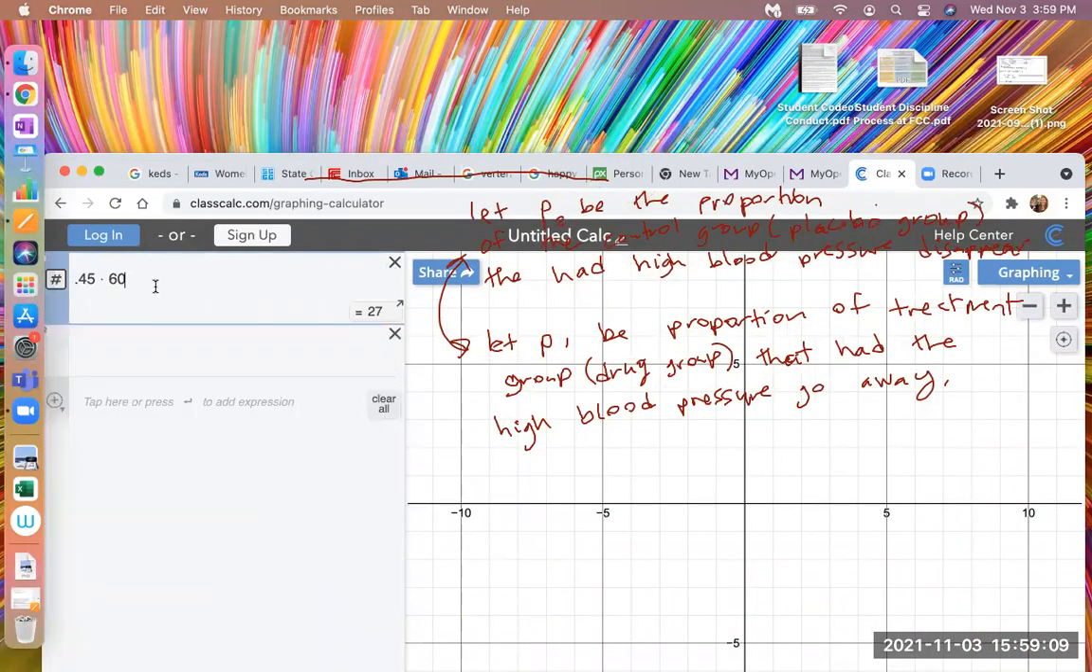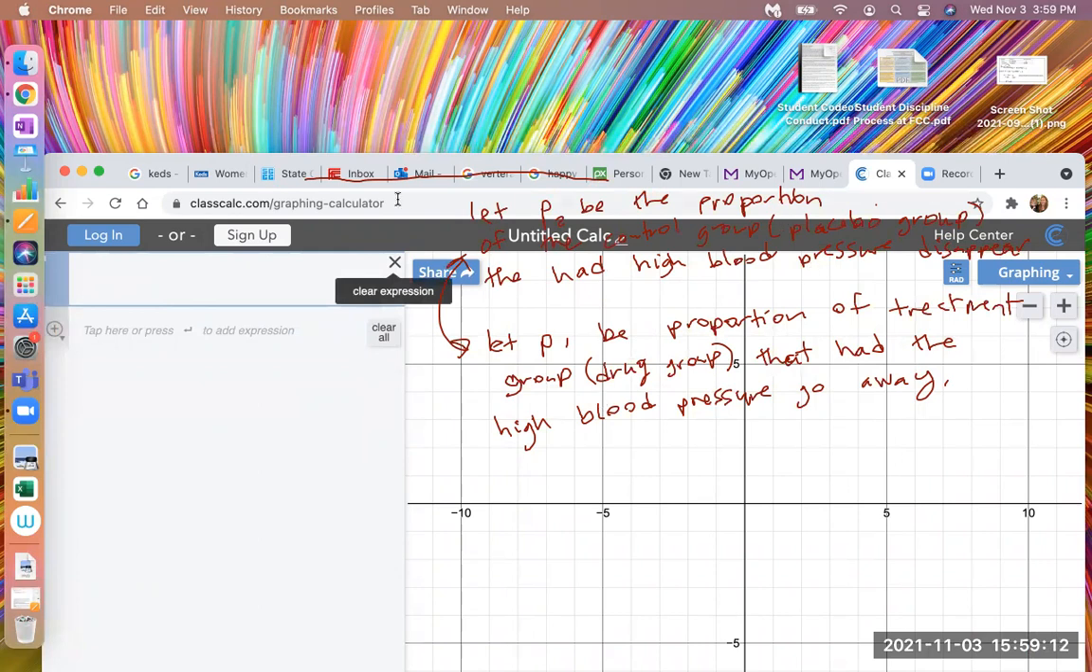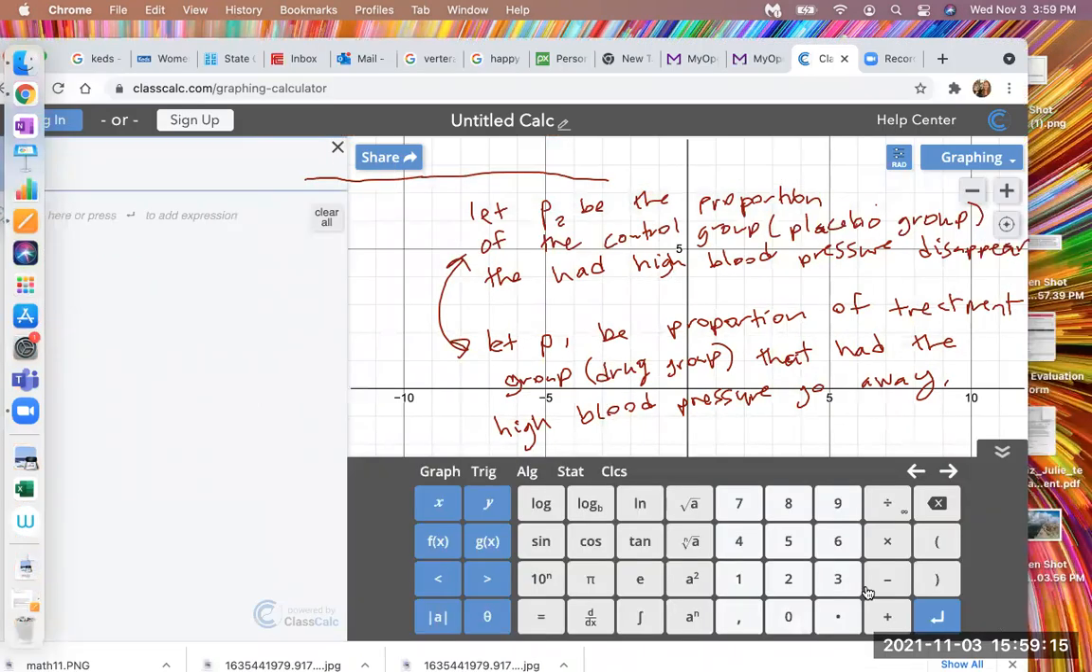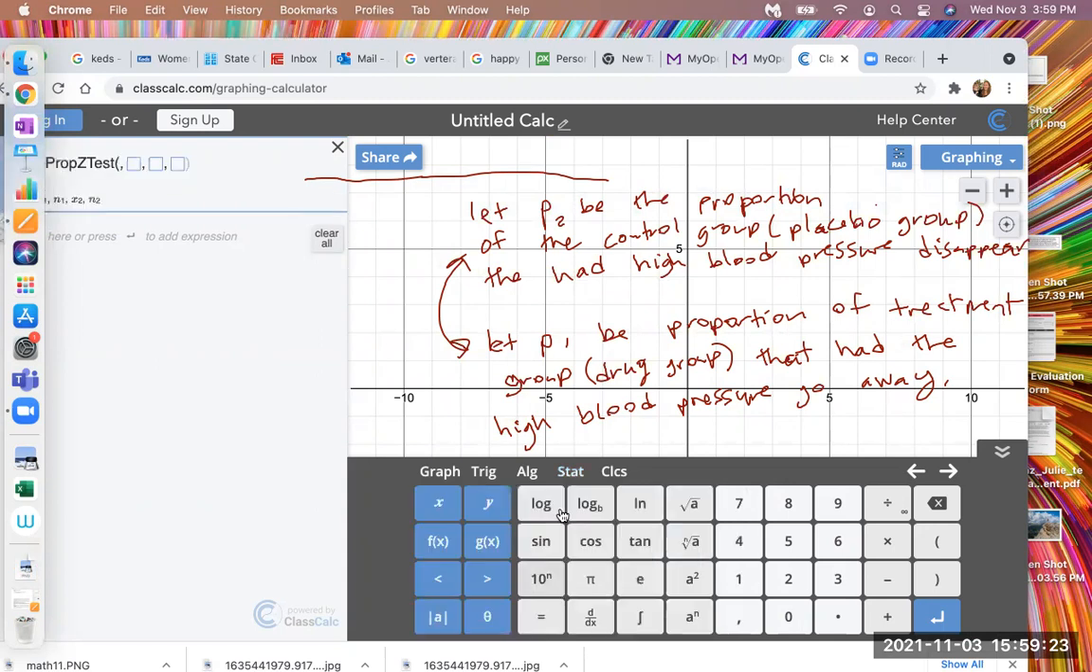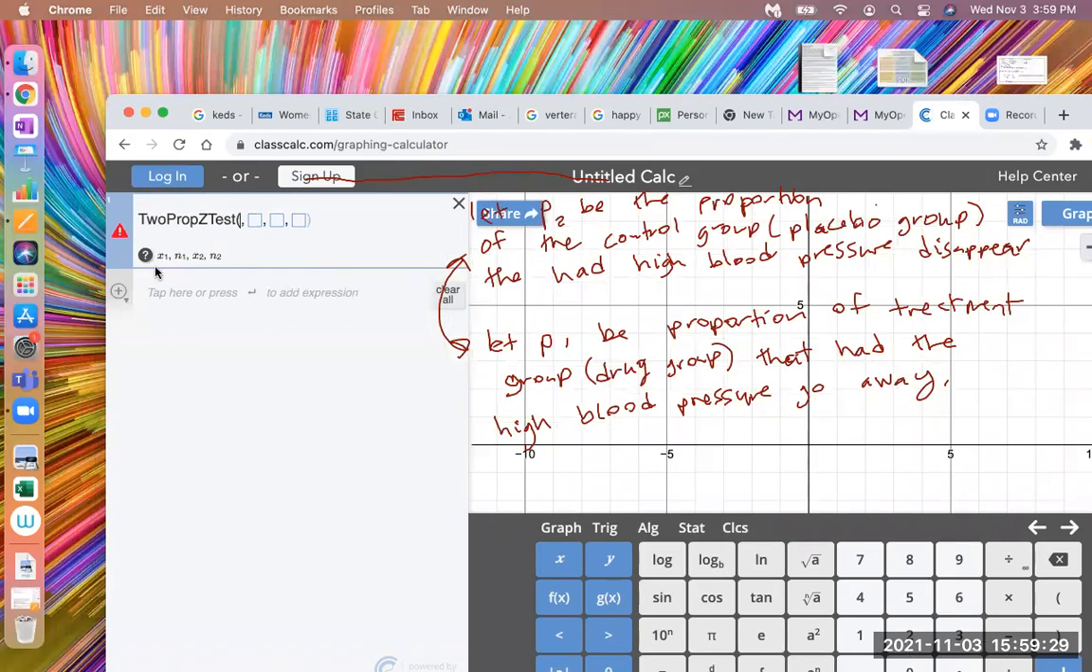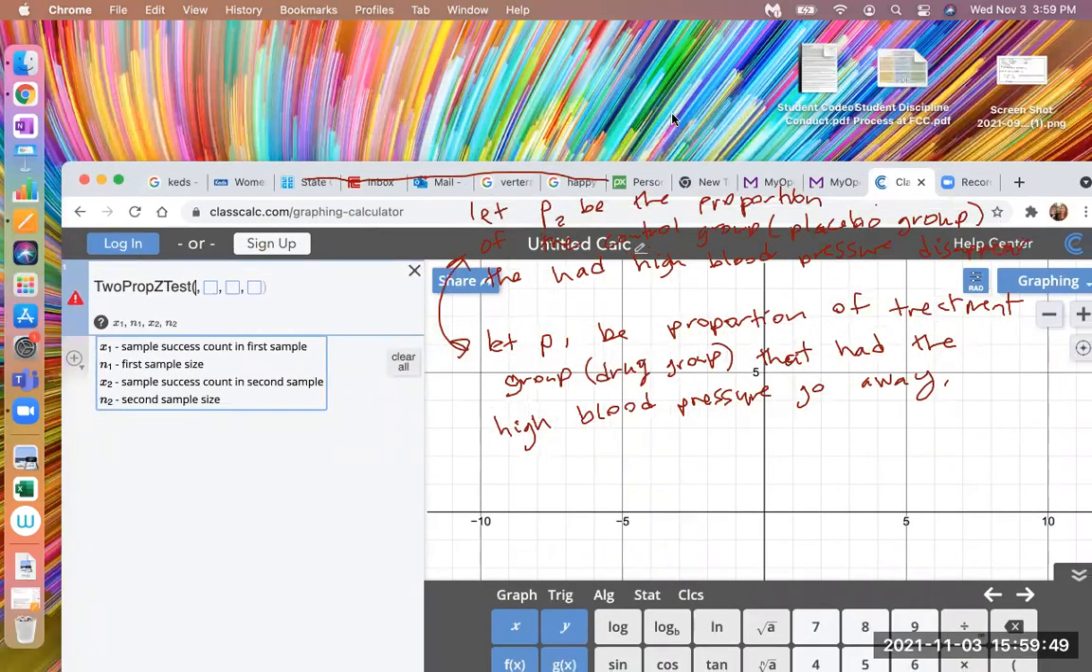Let me just X out of these, and then we'll go down to statistics tests, 2 sample Z test, 2 prop Z test. Okay. And they want the number X1, which is the sample success count in the first sample. So that's the number of people who had your desired characteristic in sample 1. Because we called population 1 the control group, that's the number of people in the control group that had lowered blood pressure.